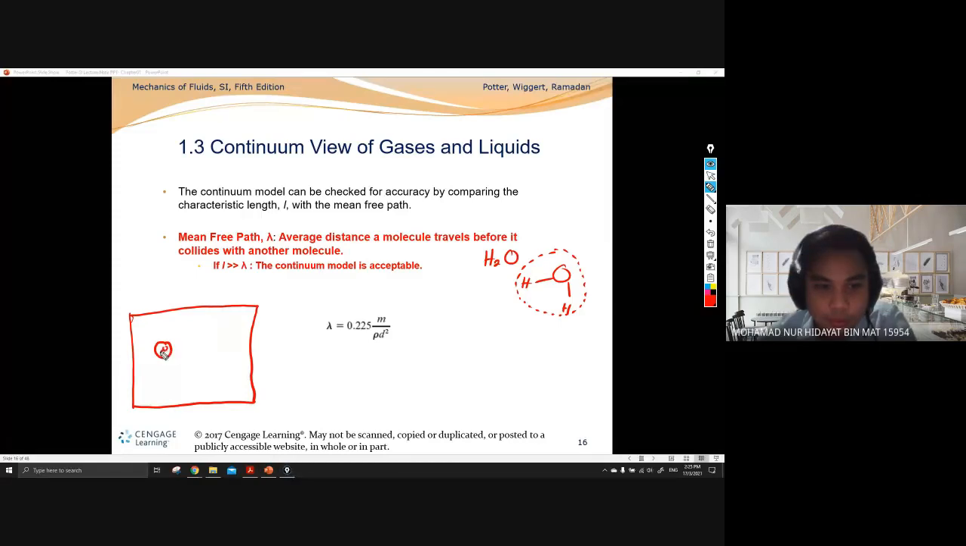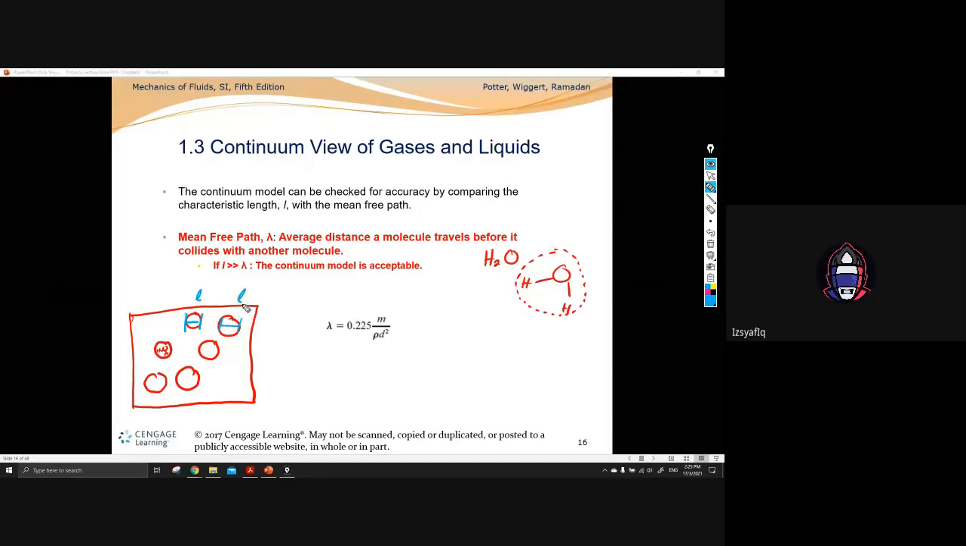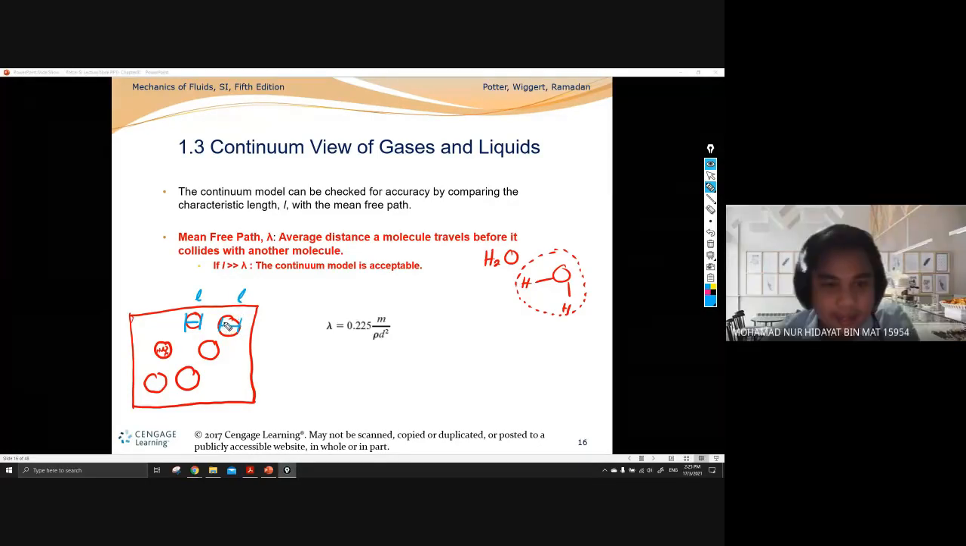Oxygen, hydrogen. So in this case, we make it very big, a few molecules, for example. From here, we know that the characteristic length is from here to here, right? Everyone? Yes, doctor. Okay, this is the characteristic length.